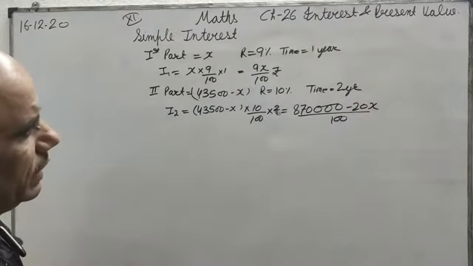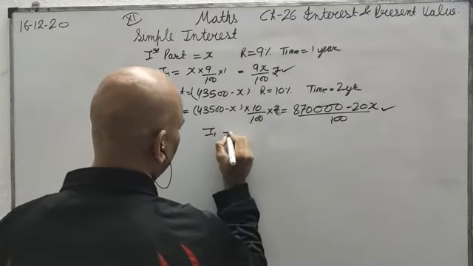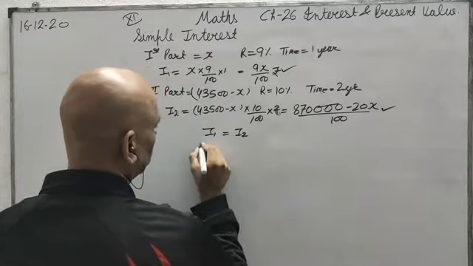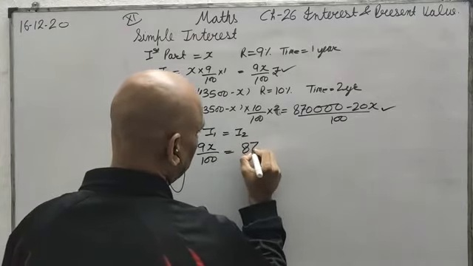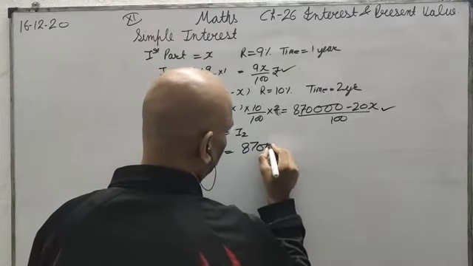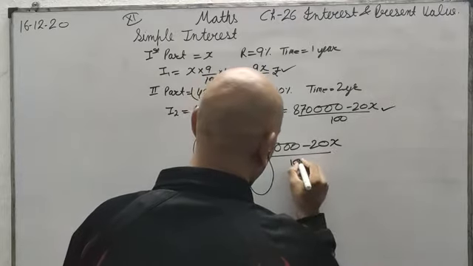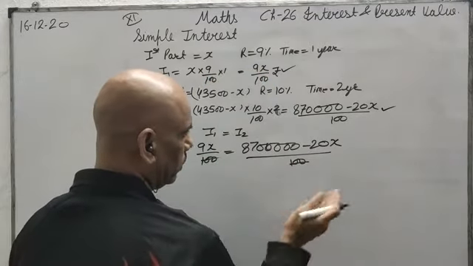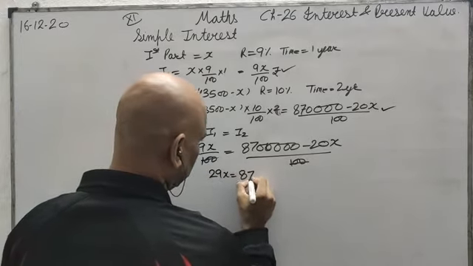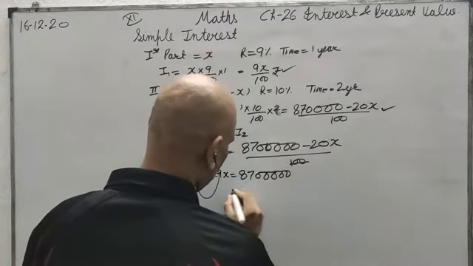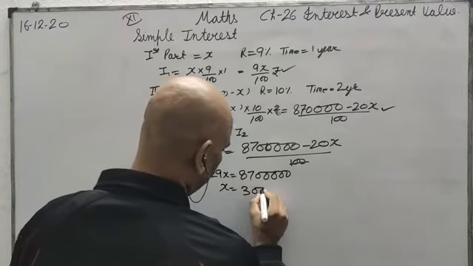Now what he is saying is that this interest and this interest are the same. According to the question, I1 is equal to I2. So 9x upon 100, on the other side 8740 minus 20x upon 100. 100 and 100 are cancelled, so 20x will come to this side. So it will become 29x equals 8740, x is equal to 27 upon 29, so 3 and 4 zeros.